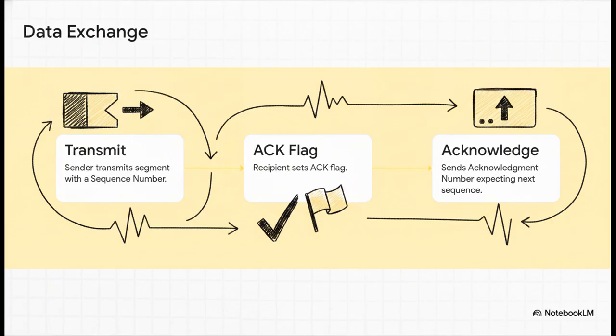Step 2, the recipient gets it and sets an ACK flag. We'll get to flags in just a second. Step 3, the recipient sends back an acknowledgment number, which is another massive 32-bit field. But here's the kicker. This number actually represents the exact next sequence number the recipient is expecting to see. It's just a continuous rapid-fire loop of sending, confirming delivery, and asking for the exact next piece.